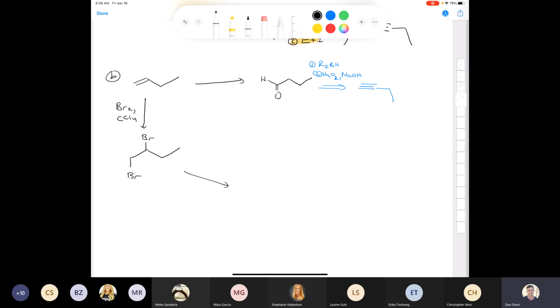Then what are we going to do? We're going to make that terminal alkyne, first by treatment with excess sodium amide to do the double E2, followed by treatment with water, and that is going to give us the terminal alkyne, 1-butyne.